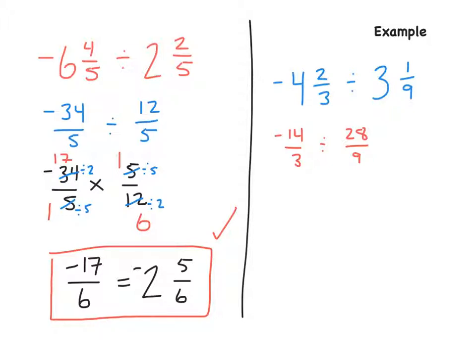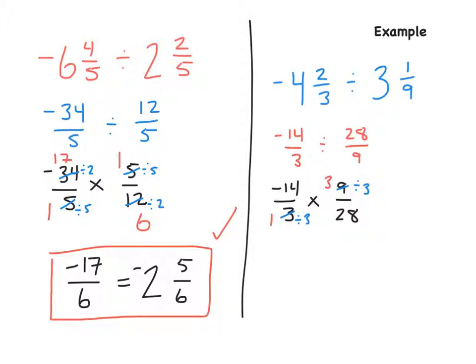Now remember, we are dividing fractions, so we have to find the reciprocal of 28 ninths, and then we have to multiply the fractions together. So we have negative 14 thirds, and then we have 9 28ths, and we multiply them together. Looks like we could do some cross simplifying. 3 and 9, looks like the greatest common factor between those is 3, so we could divide both by 3. So 3 divided by 3 is 1. 9 divided by 3 is 3.